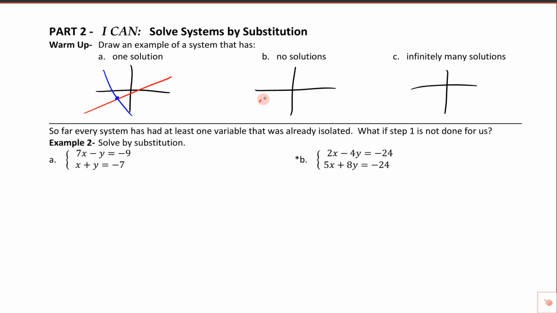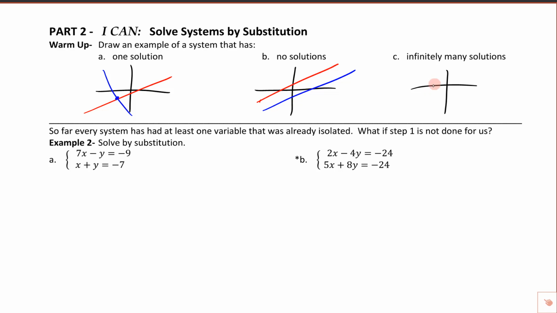No solutions would be something like this. We've got two lines that are perfectly parallel. They never cross. So these continue going out in each direction and they never intersect each other, even if it was off the screen. That's okay. On this one, it goes forever in both directions and they never intersect no matter how far we go, up, down, right, left, or anything like that.